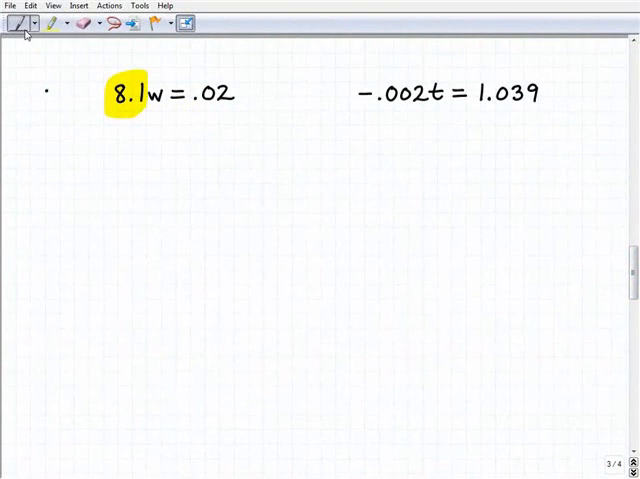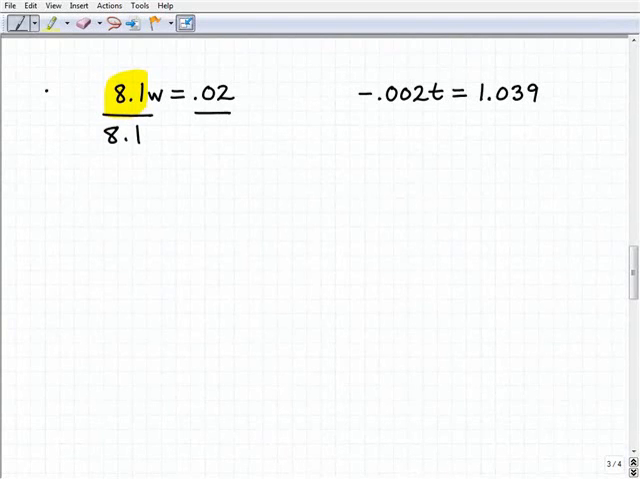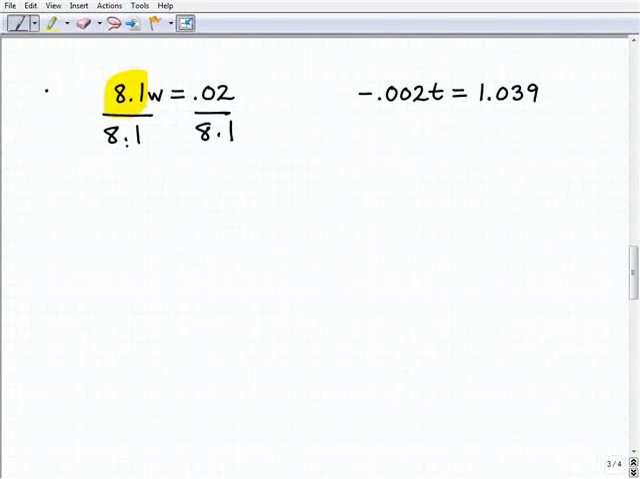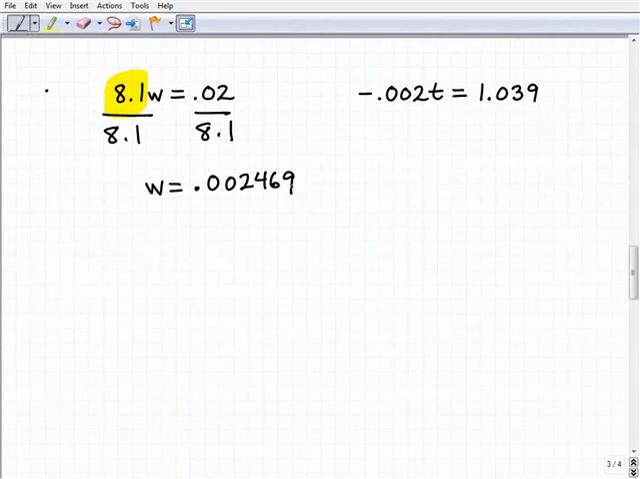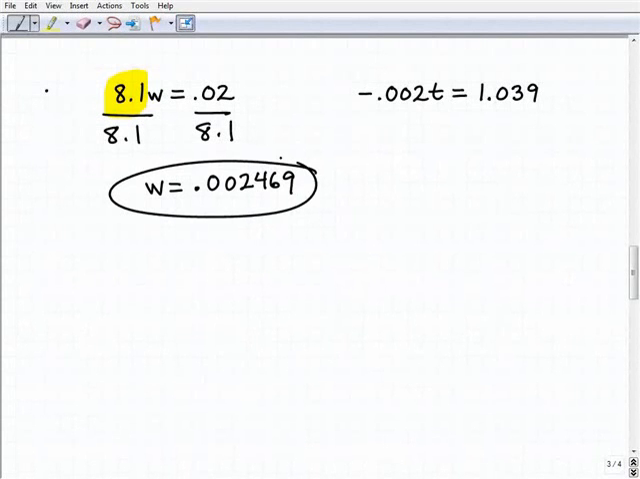To get w by itself, I'm going to have to divide both sides of the equation by 8.1. So 8.1 divided by 8.1 is simply 1, or w, 1w, and then 0.02 divided by 8.1, plugging this into my calculator as we speak, will be equal to somewhere around 0.002469 or so. If you got those digits, then you did it correctly. Just because we're dealing with decimals, the principle is still the same.